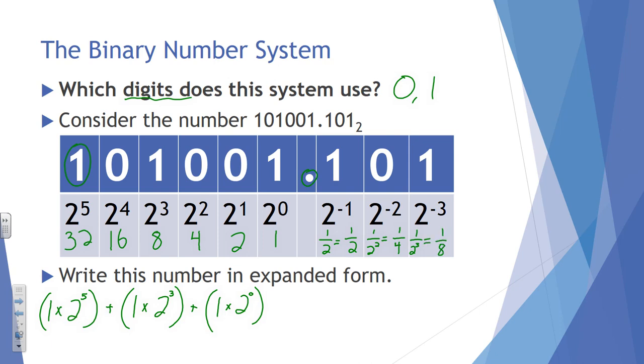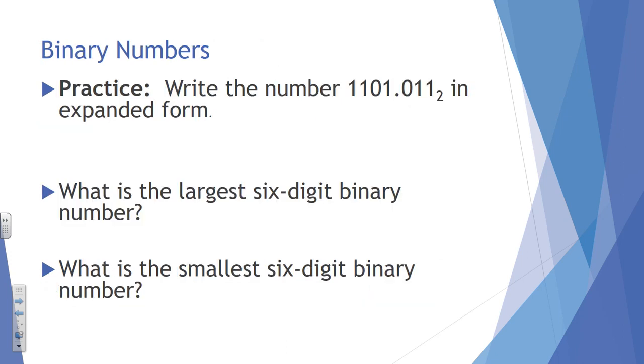And so if we expand the right side of this number, we have 1 2 to the negative 1 power. We don't have any 2 to the negative 2 power, but we do have 1 2 to the negative 3rd power. And we've written that binary number in expanded form. Okay, you take a minute and write the number 1101.011 in expanded form, and unpause when you're ready to see the solution.